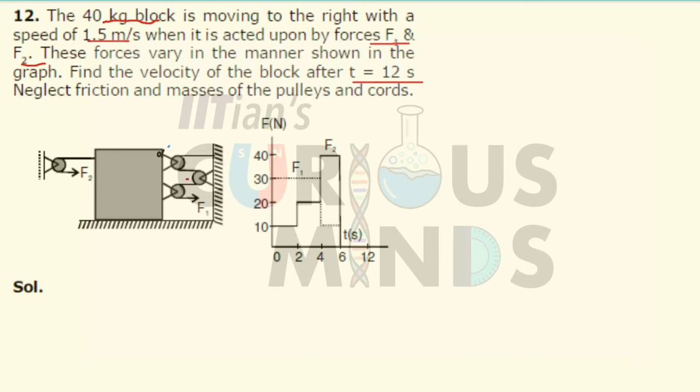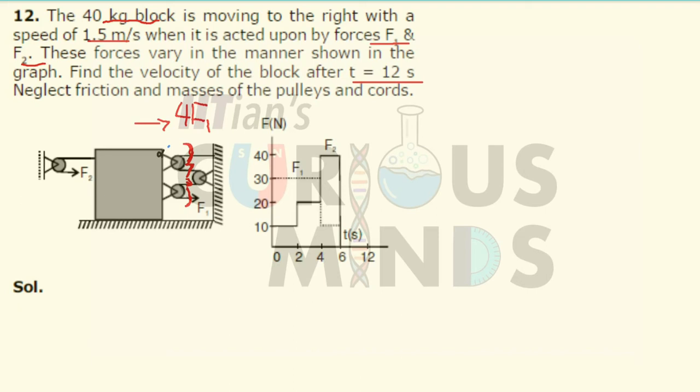the same F1 will act in this direction, and F1 will act in this direction, and the same F1 will act in this direction if the string remains same. So the total force acting on the block due to F1 will be 4 times F1 in the right hand side direction. That will be the total force due to F1.